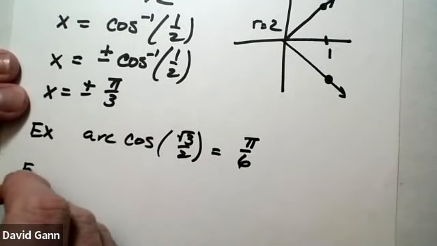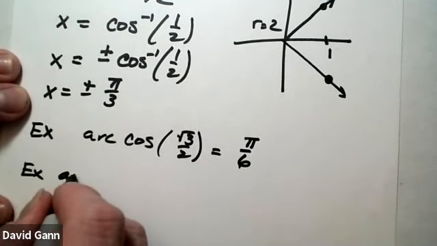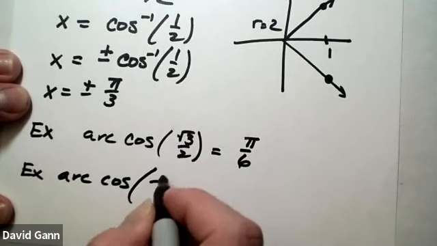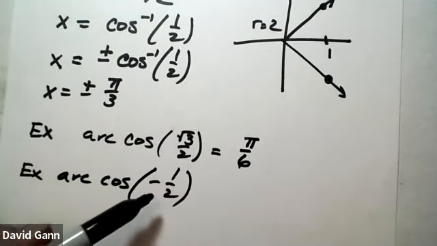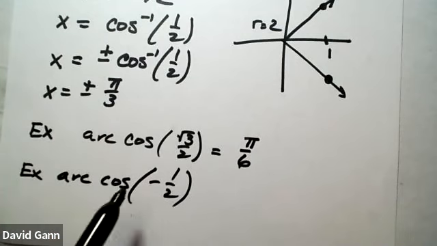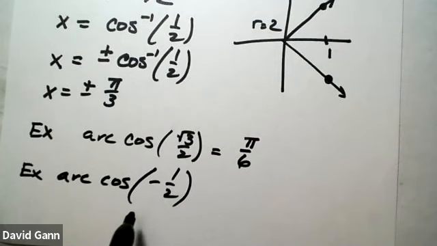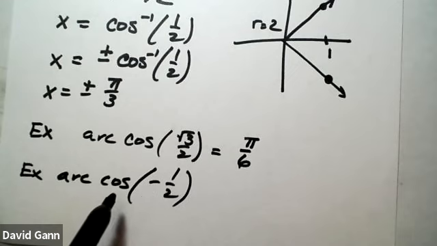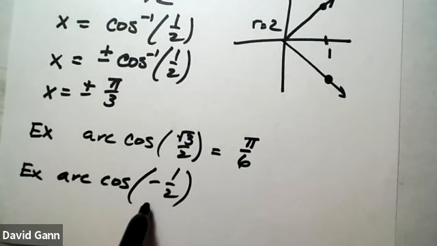What about another one? How about arc cosine of negative 1/2? Now, there's a tendency to want to say, well, that's just negative pi over 3, but that's not right, because what this is asking is for what angle in quadrant 1 or 2 is the cosine of that angle equal to negative 1/2? Well, the negative 1/2 gives it away. It's got to be something in quadrant 2, because that's the quadrant where cosine is negative.